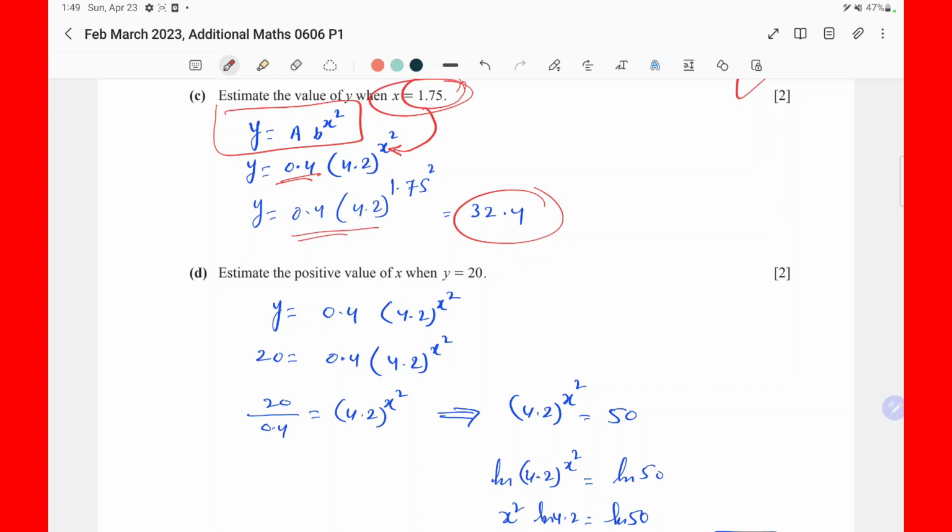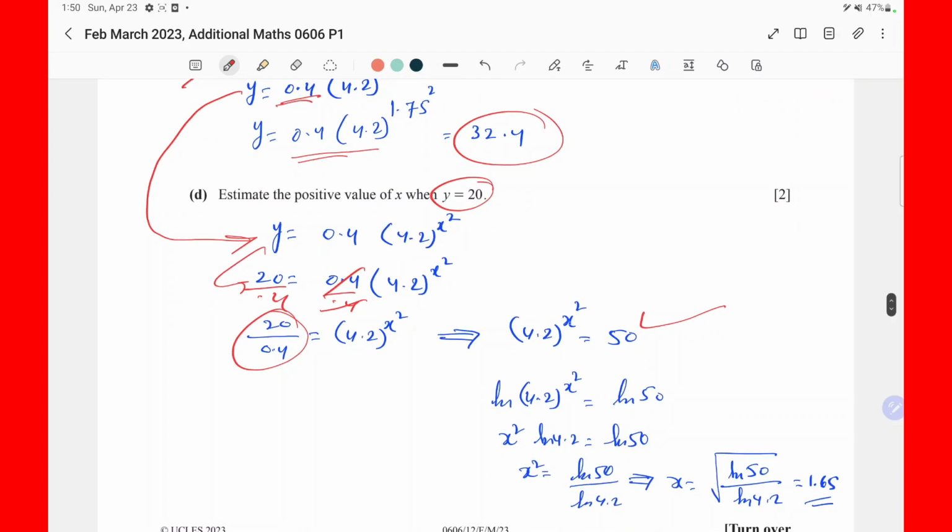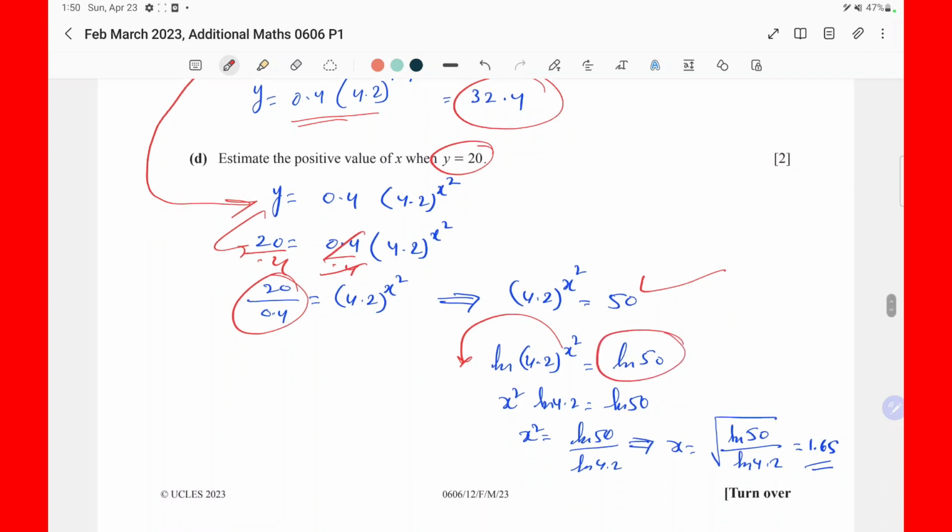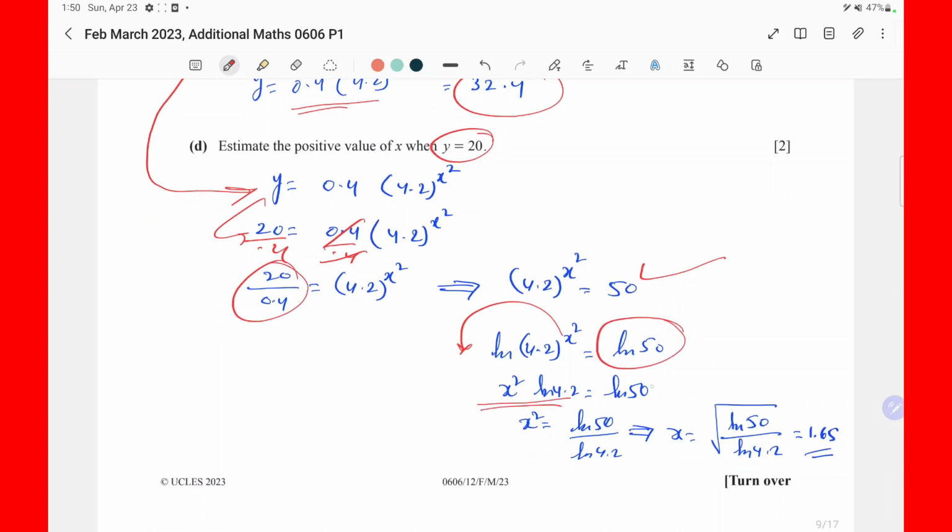Find, estimate the positive value of x when y is 20. So just use this result. Just put y as 20, which is here 0.4 times 4.2 to the power x square. Now divide by 0.4. This is cancelled. 20 over 0.4, you will get 50. Now apply ln. When you apply ln, then this x square will come here. This is ln 50. Now x square ln 4.2 equals ln 50. X square is ln 50 over ln 4.2. Now x is actually plus minus root of ln 50 over ln 4.2, but we need to find the positive value. So it is positive 1.65 only.